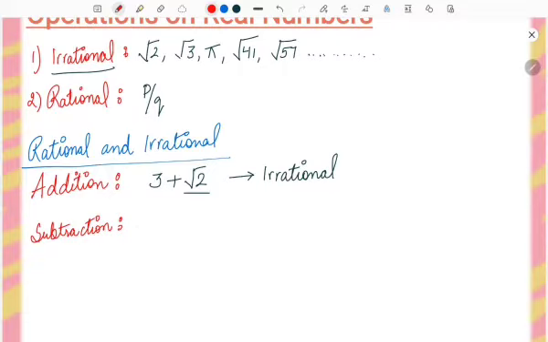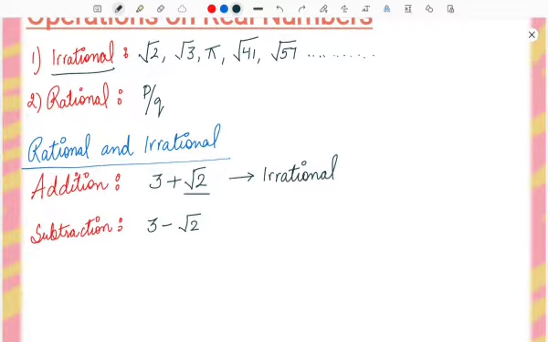Similarly, if I have to subtract root 2 from 3, which is 3 minus root 2, what is the decimal expansion for root 2? Root 2 is 1.41421 with dots, right? Now if I add 3 to this number, 3 plus root 2 would be what? 4.41421 with dots, right? This is again non-terminating and non-recurring, which means it is an irrational number.